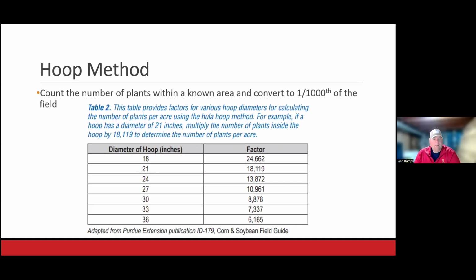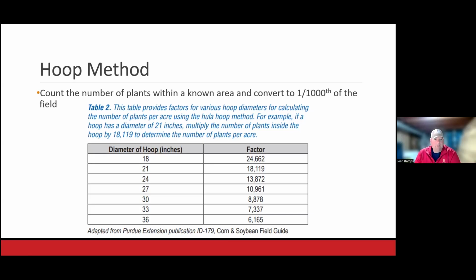A different way to think about it is to use some type of a measured area, like a hula hoop, for instance, is what this type of tool is. Some type of circular object that is pretty uniform, so that we can have a diameter across. And then we have a factor.